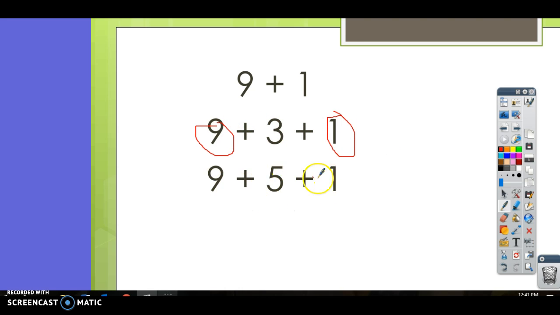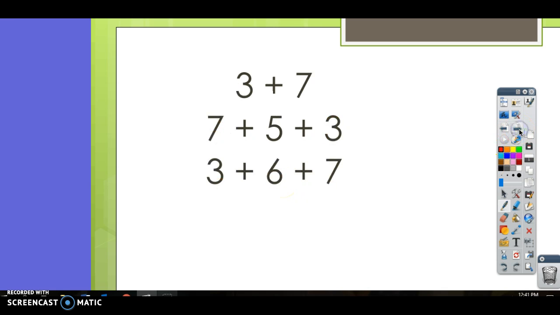Same thing with this problem. It's a harder problem, but when they see, oh, I know 1 and 9 is 10, all I have to do is add 10 plus 5. Now I have 15. So knowing their tens can make lots of harder problems easier for them.